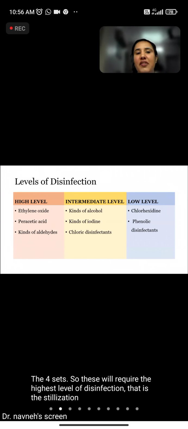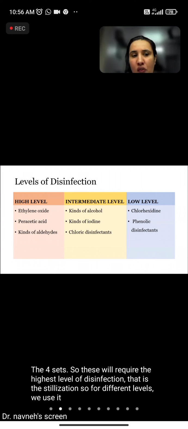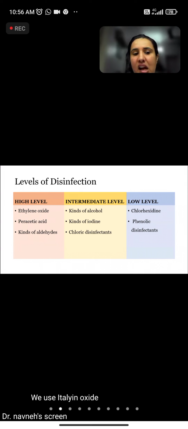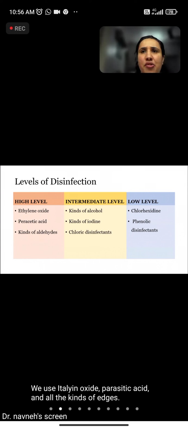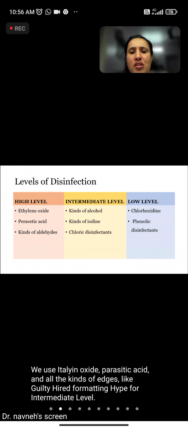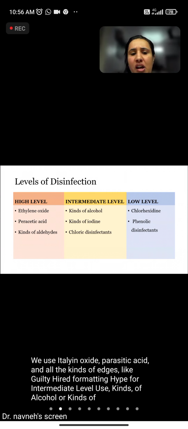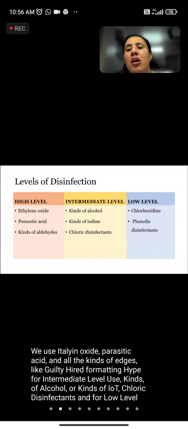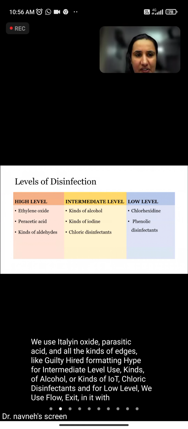So for different levels, we use different agents. For high level disinfection, we use ethylene oxide, peracetic acid, and kinds of aldehydes like butyraldehyde, formaldehyde. For intermediate level, we use kinds of alcohol, iodine, chloric disinfectants. And for low level, we use chlorhexidine and phenolic disinfectants.